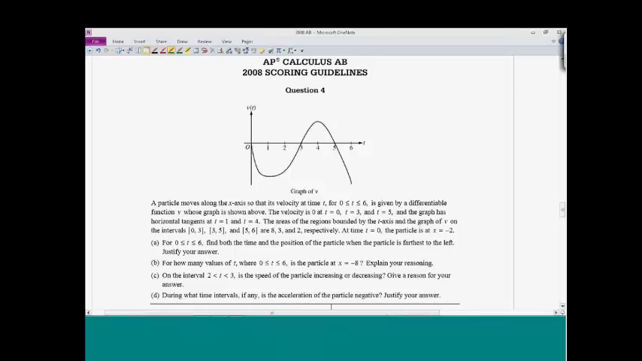It has horizontal tangents at certain places. And it says the area of the regions bounded by the t-axis and the graph of v on the various intervals are 8 for that one, 3 for this one, and over here to 6, this one is 2. Okay? And then they asked in Part A, from 0 to 6, find both the time and the position of the particle when it's furthest to the left.